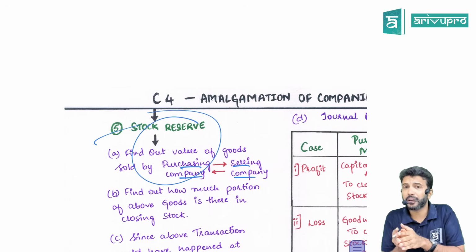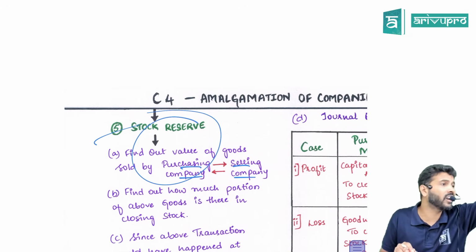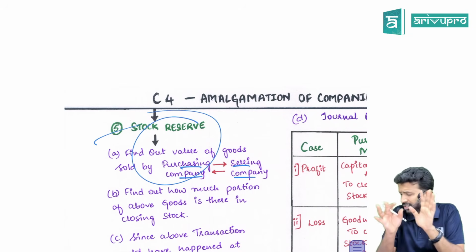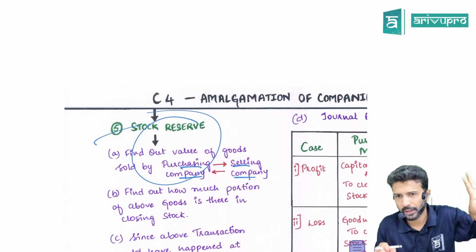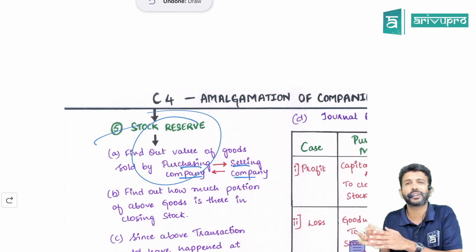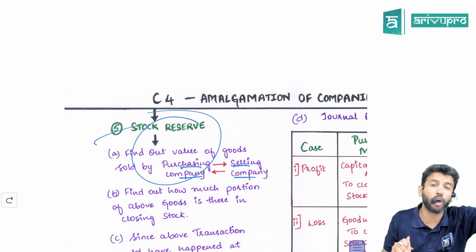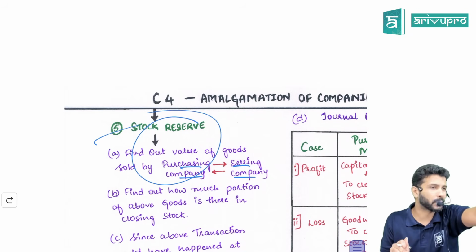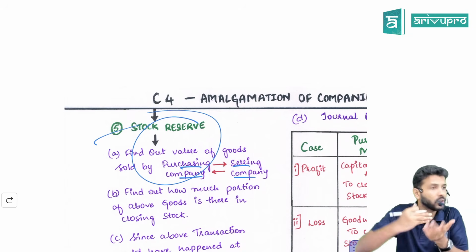Stock reserve, another name is profit element or loading element, or you can call it unrealized profit. Stock reserve simply means some profit element included in closing stock. Because the purchasing company would have sold to the selling company, or for that matter, the selling company would have sold to the purchasing company, not at cost price, but at the selling price.